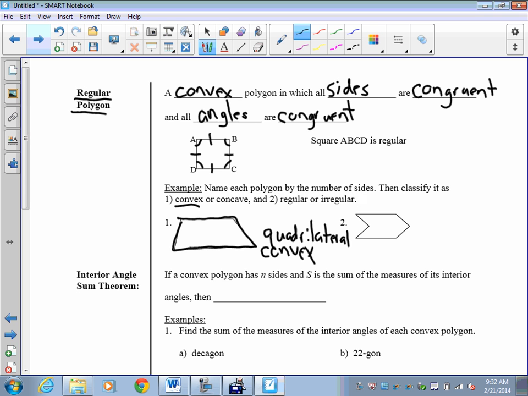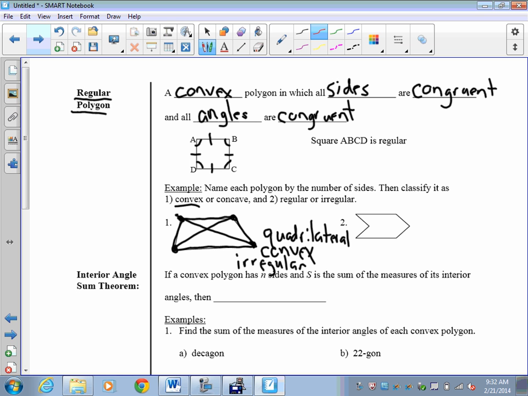So remember, that means I can connect all the sides that don't touch, and it always goes in between or in the middle of the polygon. And is it regular or irregular? It's pretty clear that the sides aren't equal and the angles aren't equal, so that means it's irregular. So let's take a look at number 2.